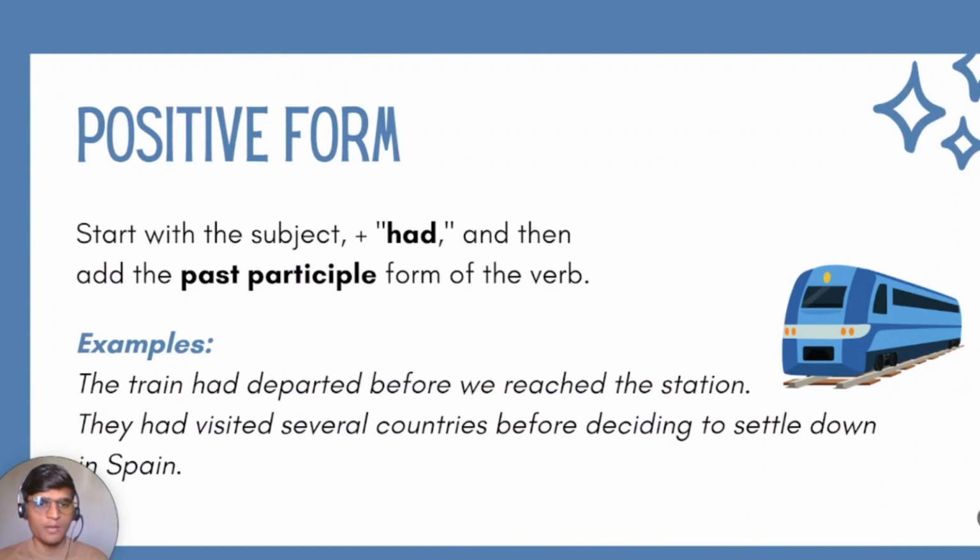Here, positive form, positive sentences. You can always start with the subject and then had, then the past participle form of the verb, and then as many different things as you want. For example, The train had departed before we reached the station. It means the train had already left, and then we arrived there. The first action already took place, another then happened, which means we arrived later. So we got late, definitely.